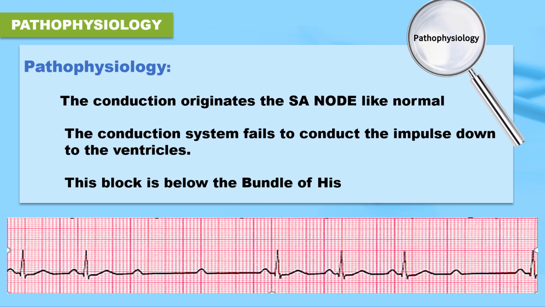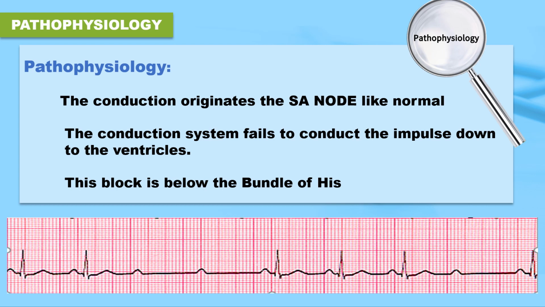So what's going on here? Well, as you know, the heart has one main pacemaker and two backup pacemakers. The SA node fires, but the conduction system fails to conduct the impulses all the way down through the ventricles. The block is below the bundle of His, and this arrhythmia is more serious than Mobitz type 1 or Wenckebach block because it may progress to third degree heart block.